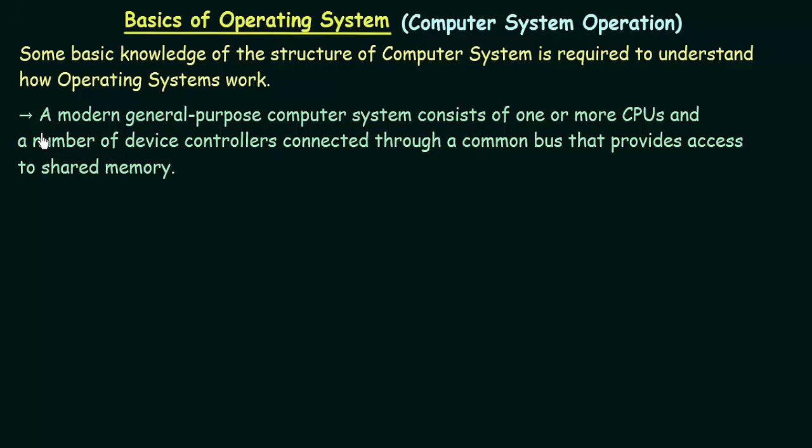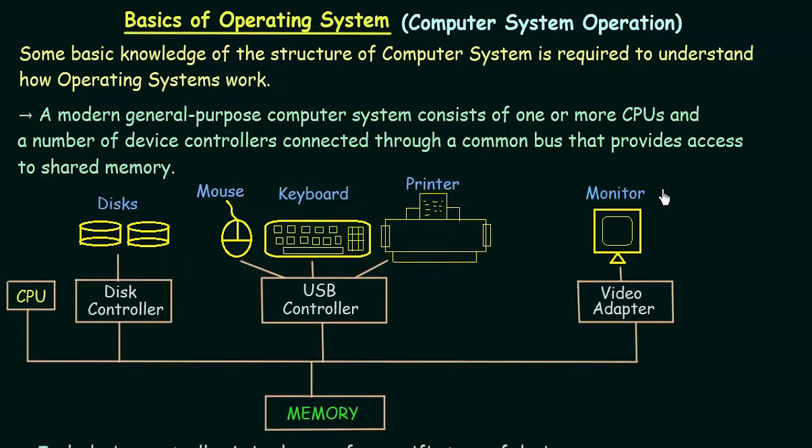Here it says, a modern general purpose computer system consists of one or more CPUs and a number of device controllers connected through a common bus that provides access to shared memory. Don't worry about this definition, it will become clear as I show you a diagram related to this, and we will see what this actually means. So here I have a diagram which we can use to explain this sentence. Let us break this sentence into parts and see what each line means.